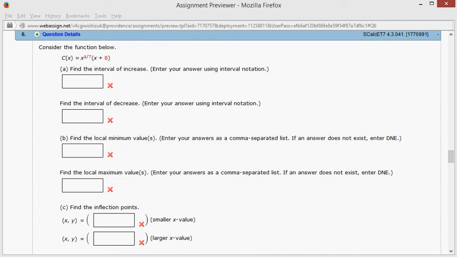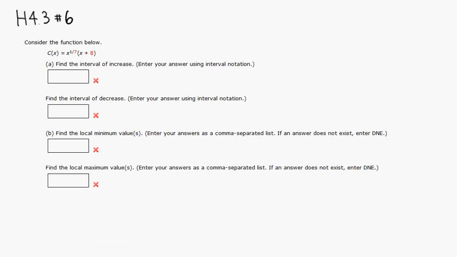Alright, let's look at homework 4.3, problem number 6. We want to find the interval of increase and the interval of decrease of this function C of x. So let's do that. We need to take the derivative.